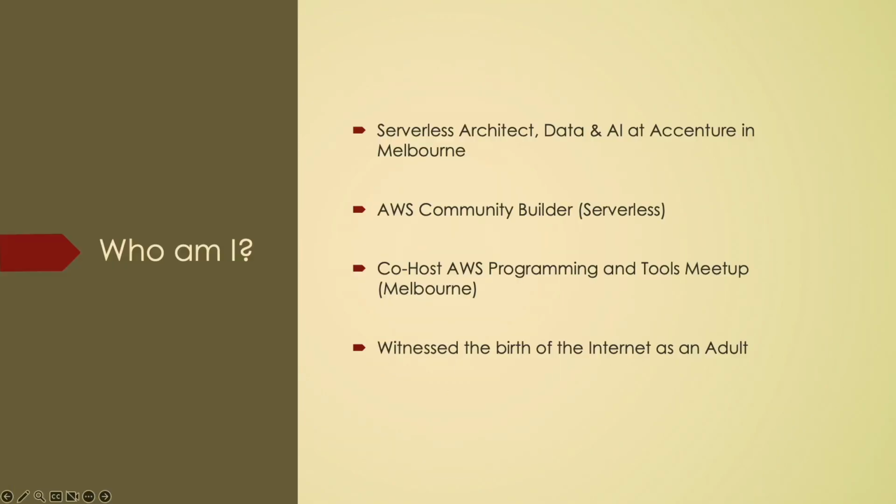So as you heard, I work for Accenture. I've just recently joined the data and AI practice because of restructures. I do a lot of inward focused work with product in the product area, and I do a lot of serverless acceleration, which I've been focused on for the last 2 years with a lot of teams. I'm an AWS community builder in the serverless stream. I co-host the AWS Programming Tools Meetup in Melbourne, and yes, my hair's grey. I witnessed the birth of the internet as an adult.